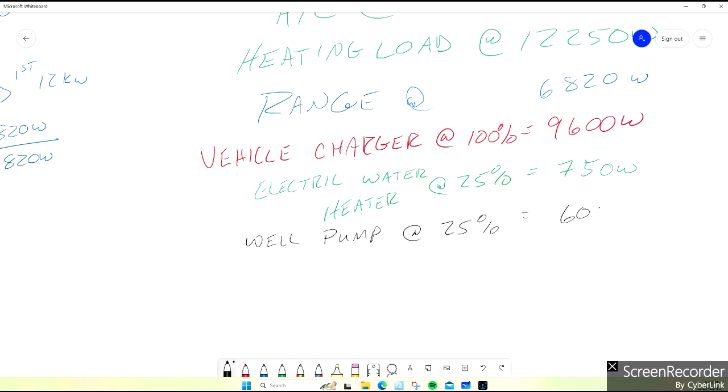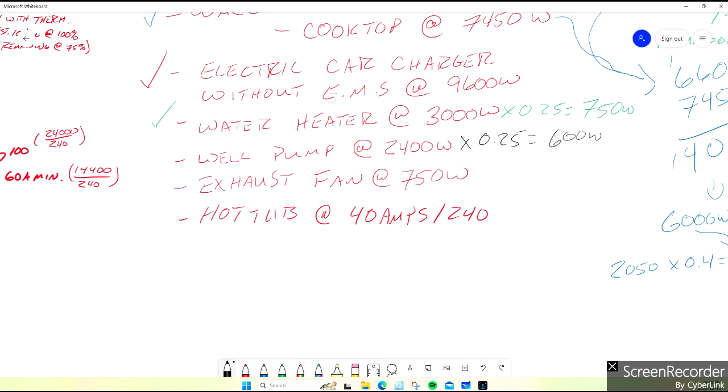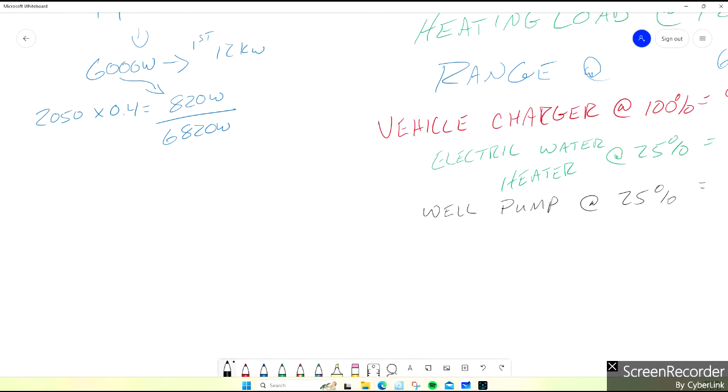600 watts. Done. That one's done. Okay, we're almost finished here. Then we have an exhaust fan at 750 watts. Okay, so exhaust fans, change it up here. Trying to color code it just to separate all the items. So an exhaust fan.